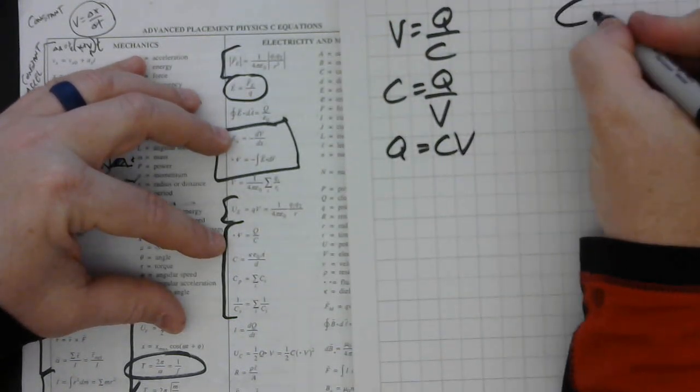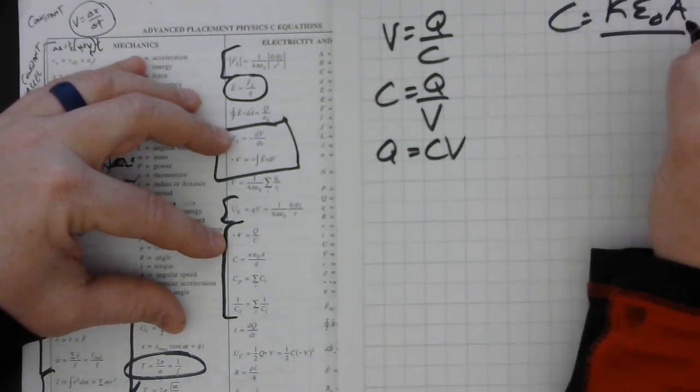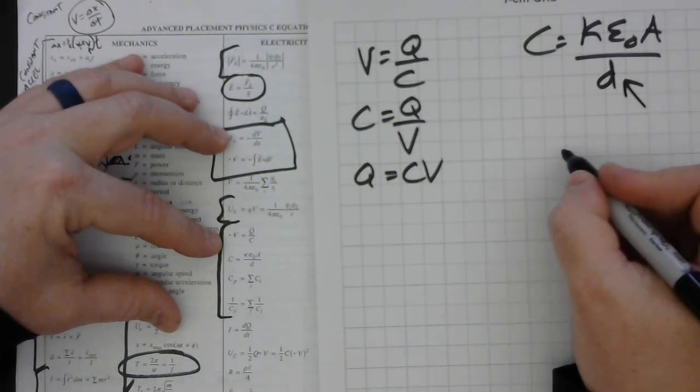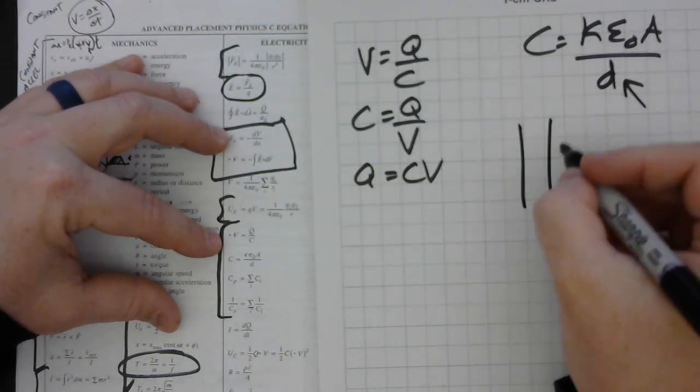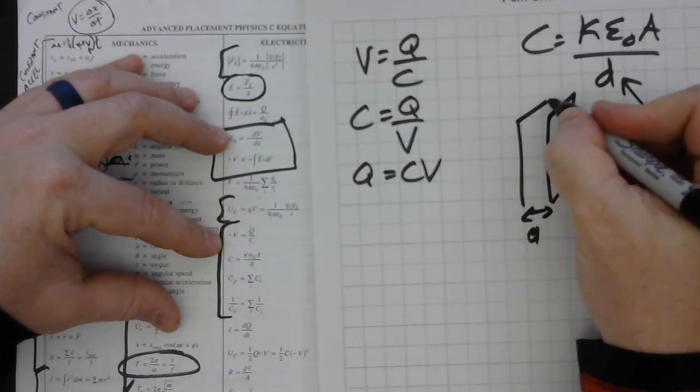Okay, because capacitance is just anytime I have pieces of metal or a conductor and I separate them. So what D is how far apart the two pieces of metal are. That's D. A is the area of the plates.